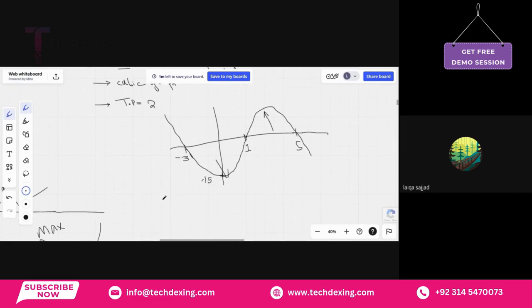Okay, let's take one more example. For example, we are given the question that y is equal to (x plus 2) square times (x minus 4) square.